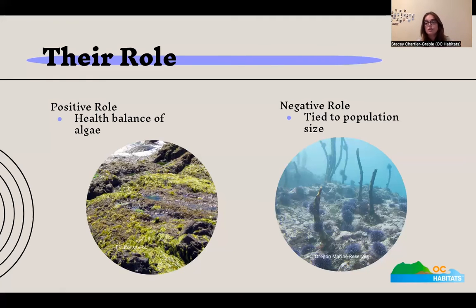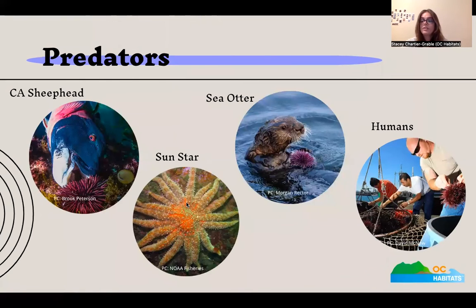And this is super unfortunate. Our kelp forests are super important because they provide a habitat for countless species. They also provide oxygen for us and also purify the water. So without them, it has a pretty detrimental effect. Sea urchins have a variety of predators, one of them being the California sheephead, which is a fish we have here, a sunstar, sea otters, and humans, of course.